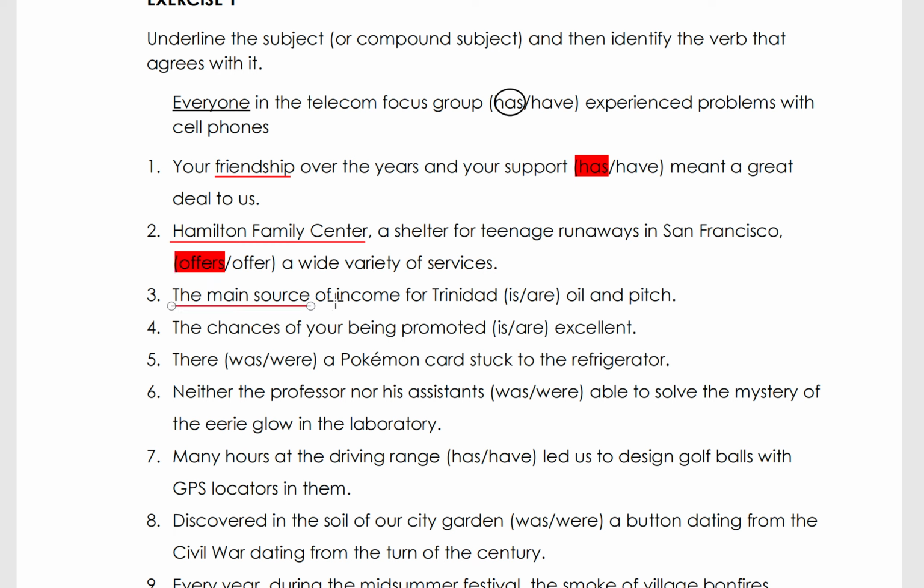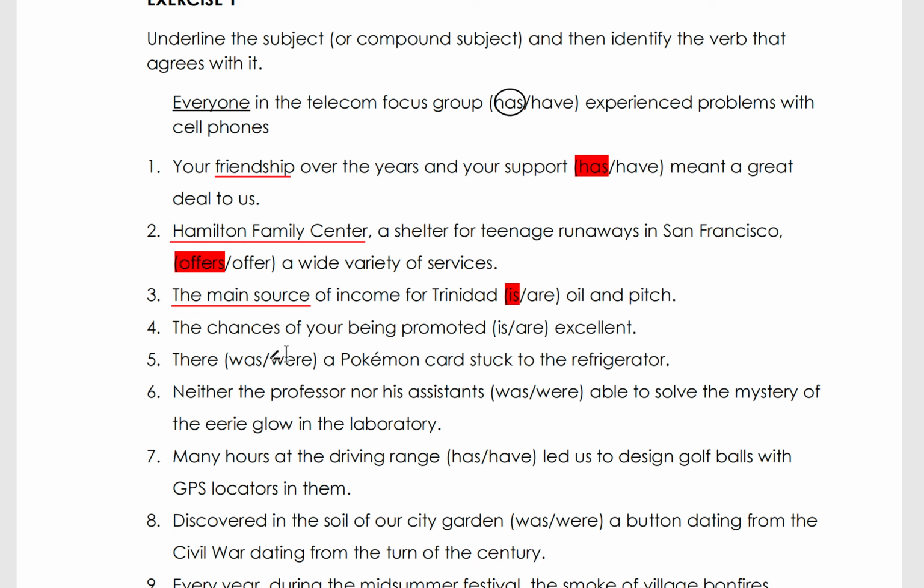Do not be confused by "of." Of here is a preposition. So the word after a preposition, we call it the object of the preposition, and it can't be a subject. Because "source" doesn't have an s in the end, our answer is clear. Because this is singular, it has to have a singular verb as well.